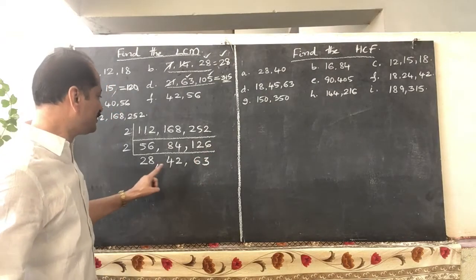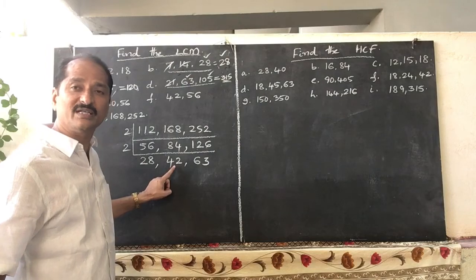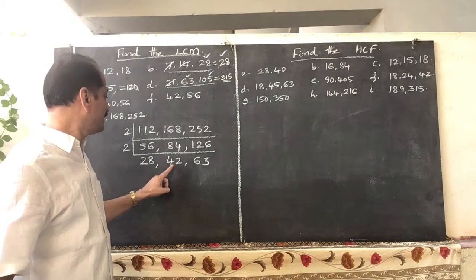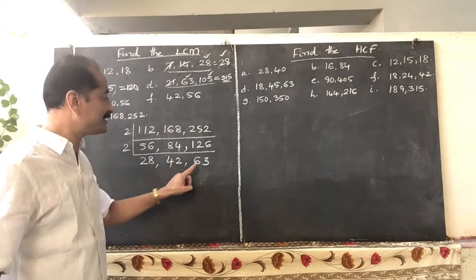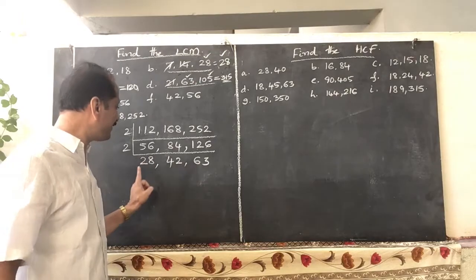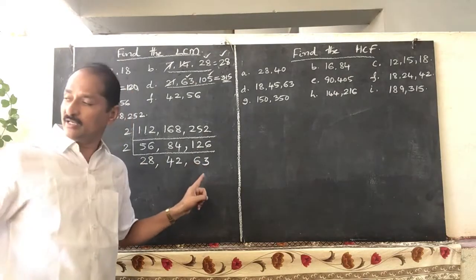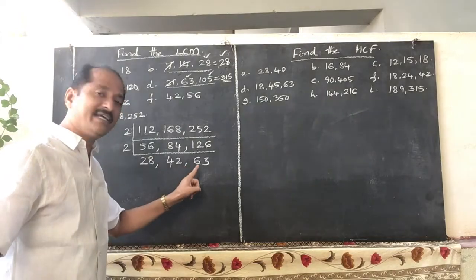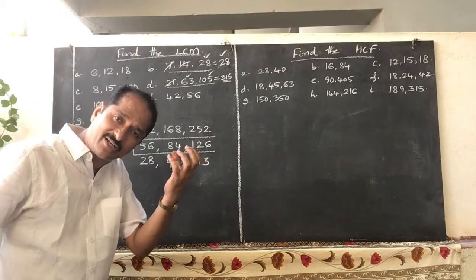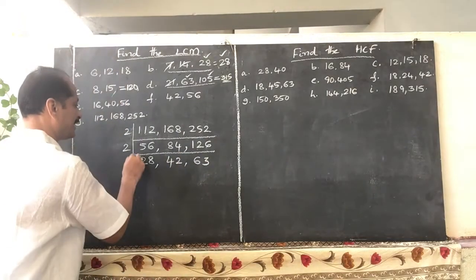Now again, in these two numbers we can divide by 2, but the third is not divisible by 2. Even though we can divide with 2, this you can write down as it is. If it is not divisible, you have to write down the number as it is. So now check here again, divide with 2.